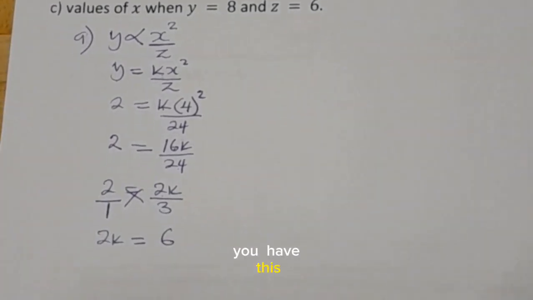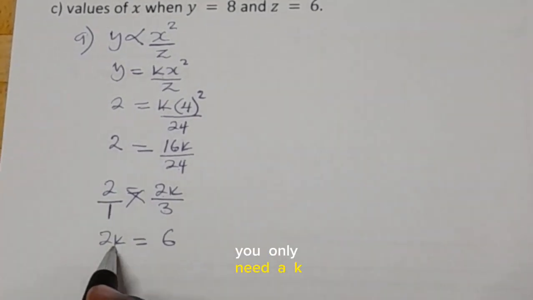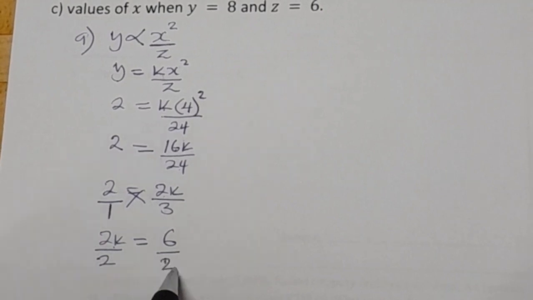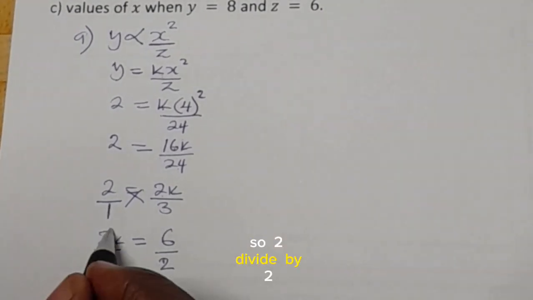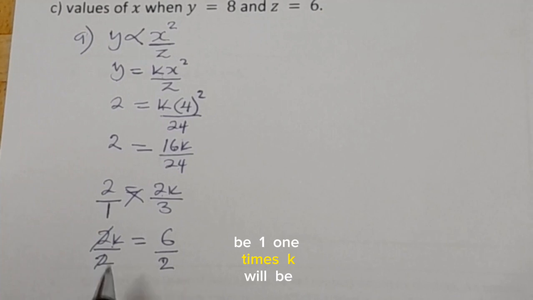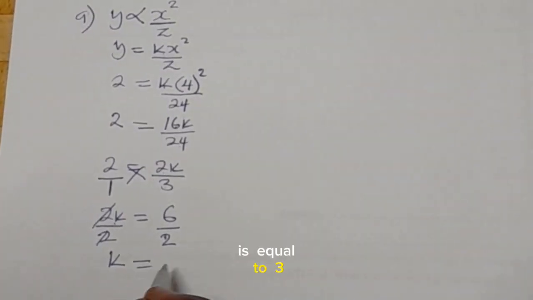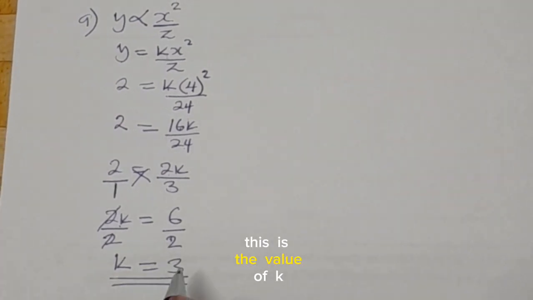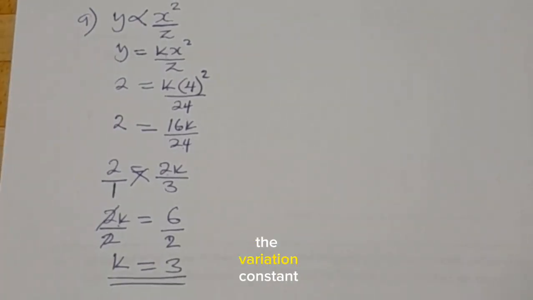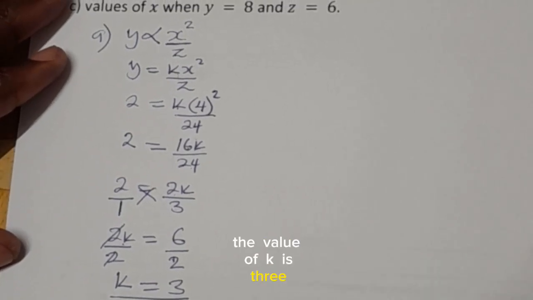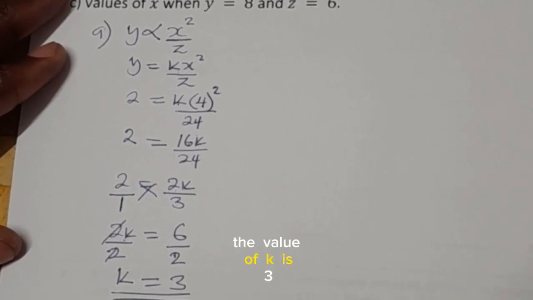Then remember, you only need k, so divide by 2 on both sides to get the value of k. 2 divided by 2 is 1, and 1 times k is k, is equal to 3. So this is the value of k, the constant of variation. The value of k is 3.